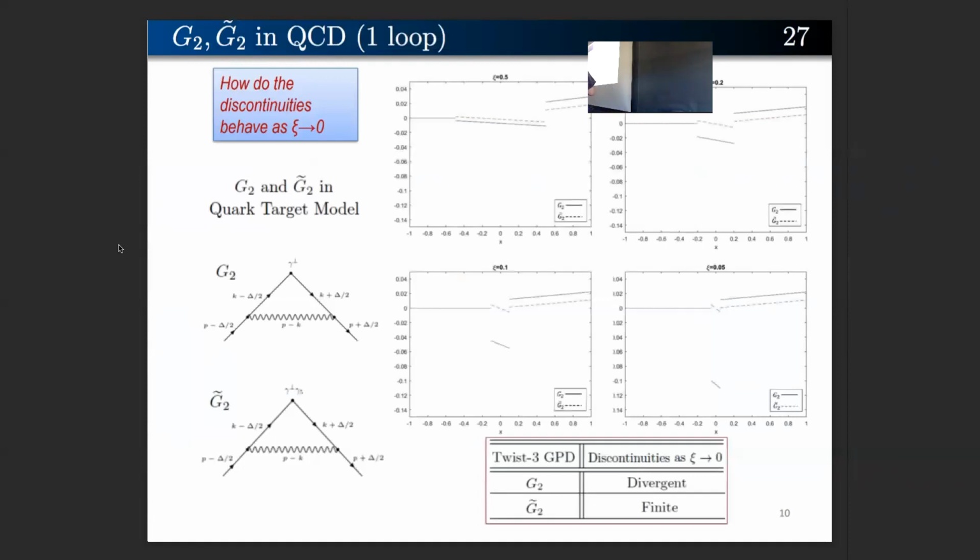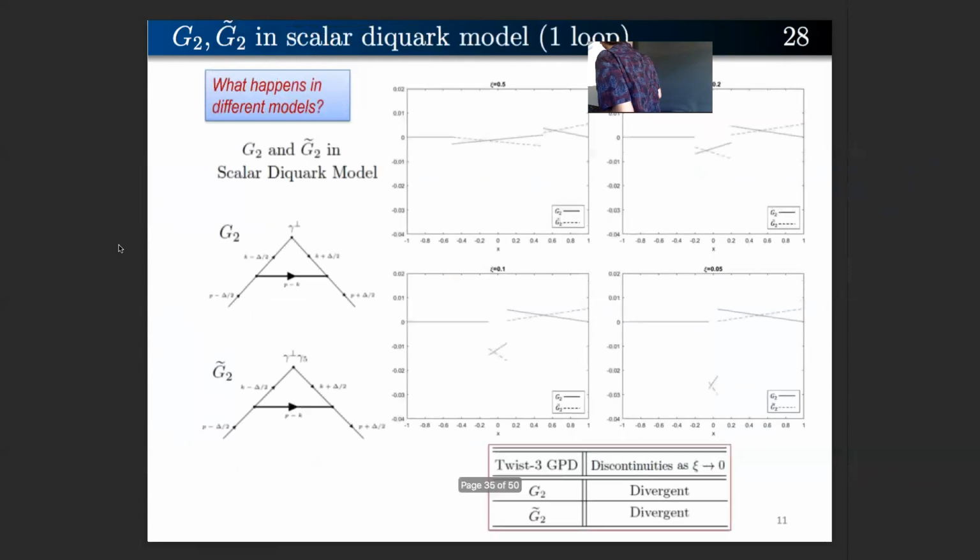And what's shown here, in the quark target model as a function of x for different values of c, is how these GPDs look. What you can see is they are discontinuous at x equal plus or minus c. At least in the case of G2, that discontinuity grows when you make c smaller, and what you get is a representation of a delta function. Same for the scalar diquark model. In that case, both G2 and G2 tilde become big when c goes to 0.